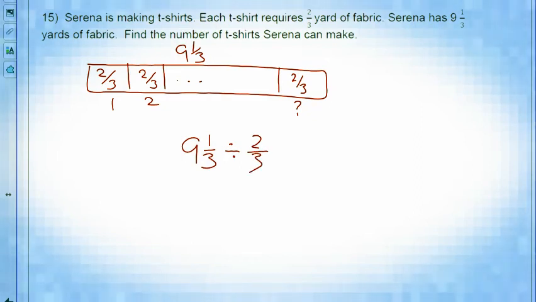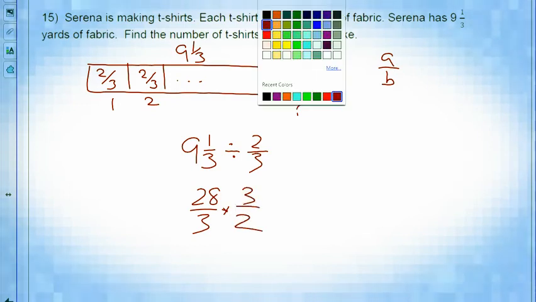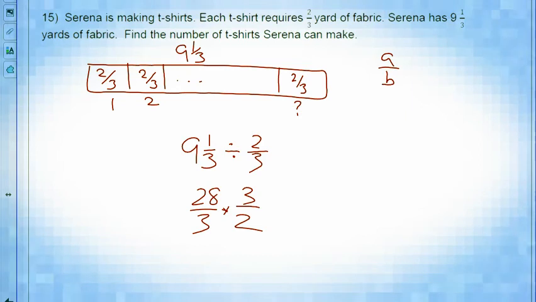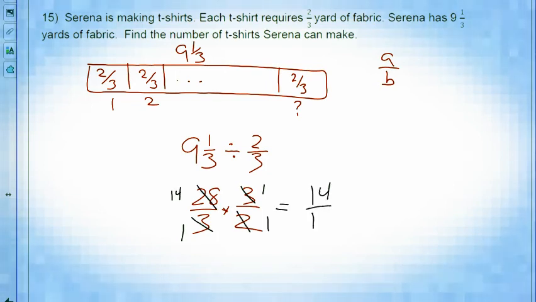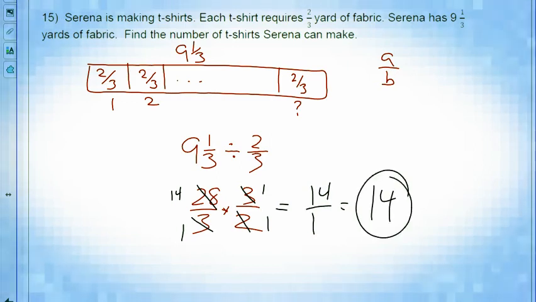Well, I need it in the form of A over B. 3 times 9 is 27, plus 1 is 28/3 times, flip it. I need to get the Devo song in there. Flip it good. 3 over 2. And look, what do my little eyes spy? Cross-reducing opportunities. And that's 14 over 1. 14 shirts. Cross-reducing was my friend there.